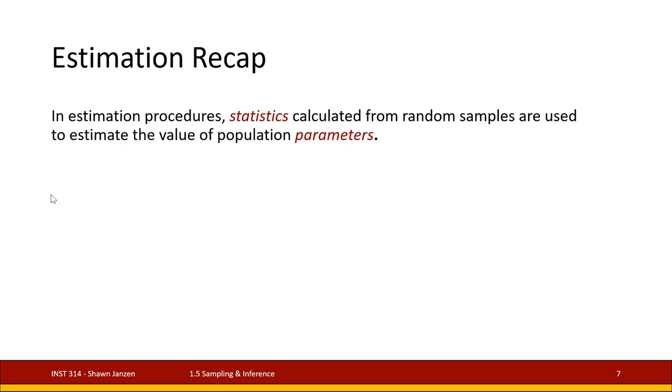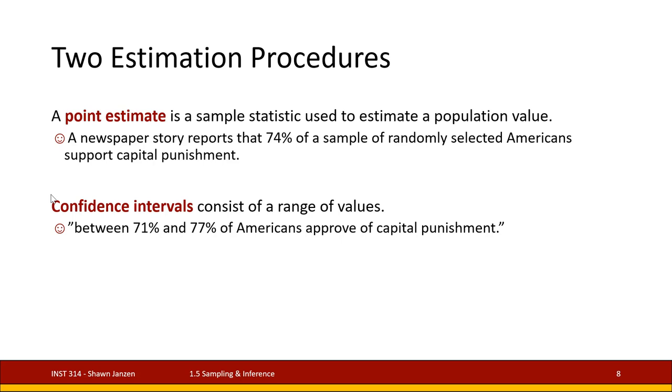Once we're talking about estimations, there are two kinds we need to think about: point estimates and confidence intervals. Point estimates are, boom, one shot, here's a number, there's what it is. So we can say a newspaper story reports that 74% of a sample of randomly selected Americans supports capital punishment. In this case, 74% is the point estimate, a single number. Confidence intervals, however, are different, where there is a range of values. We can say, for example, between 71 and 77% of Americans approve of capital punishment. In this case, 74% is contained within the 71 to 77%, and so it gives us a degree of flexibility. You could use one or the other. Both of them are going to mean equivalently the same thing based on a margin of error.